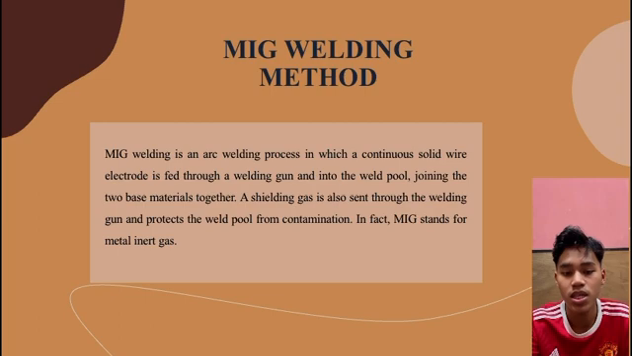Today I want to talk about the method of MIG welding. MIG welding is an arc welding process in which a continuous solid wire electrode is fed through a welding gun and into the weld pool, joining the two base materials together. A shielding gas is also sent through the welding gun and protects the weld pool from contamination. In fact, MIG stands for metal inert gas.